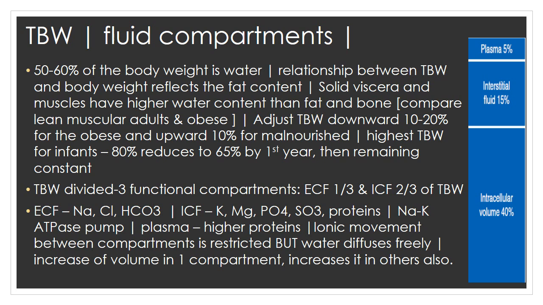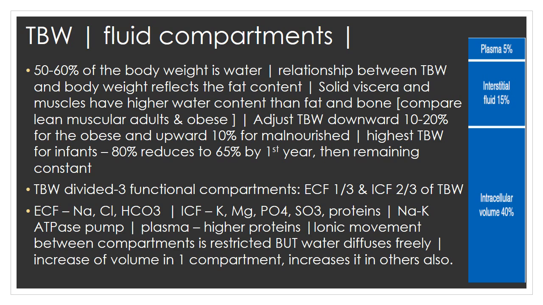So this gives you a logic why you should adjust the total body water downwards by 10 to 20% for the obese and upward by 10% for the malnourished. The highest total body water content is that of infants, almost 80%, which gradually reduces down to 65% by the first year of life and then remains constant.